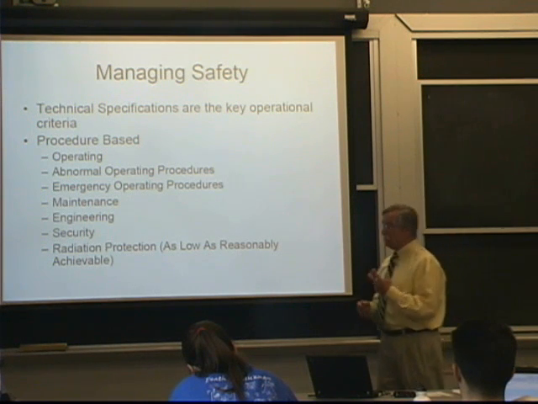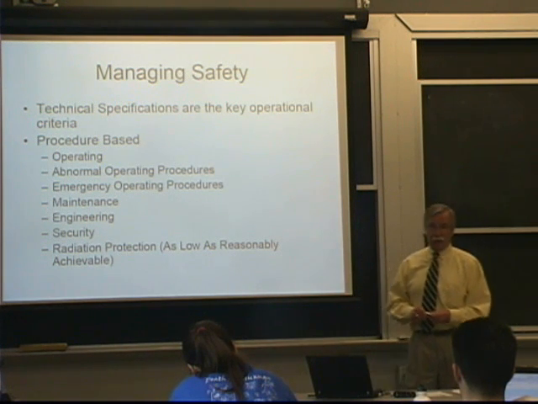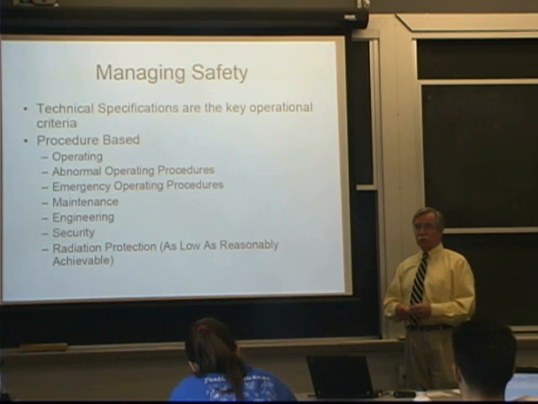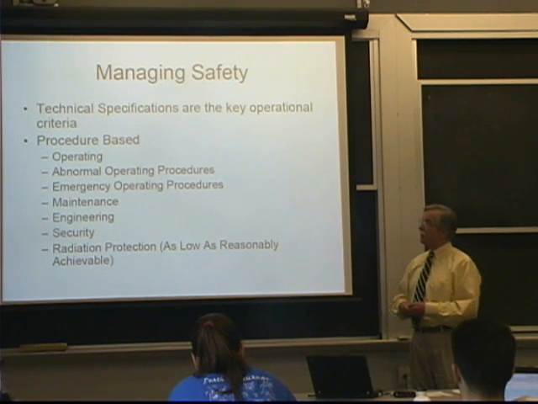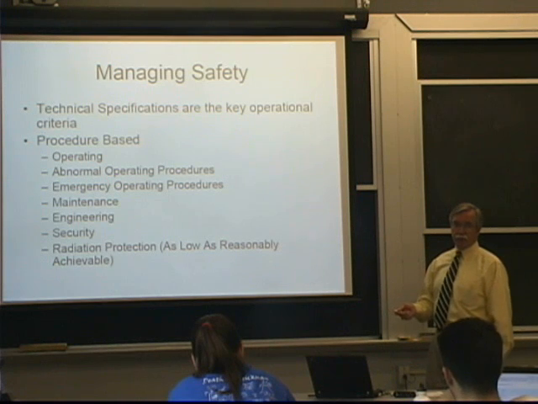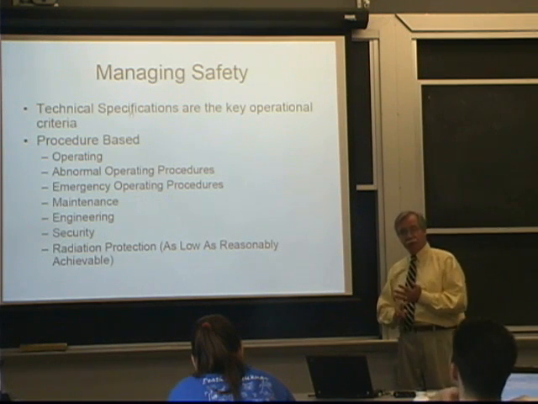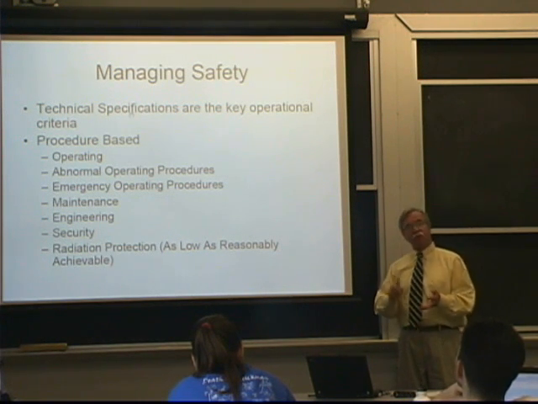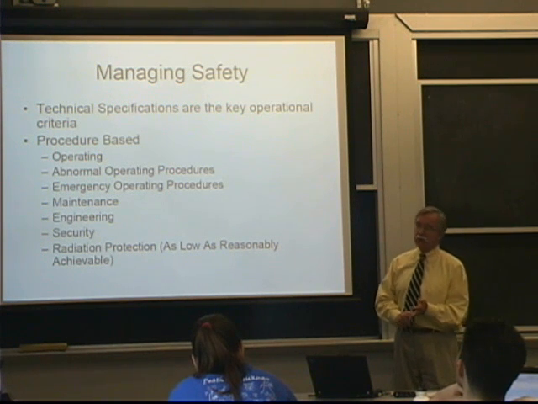And the entire plant operation is procedure-based. There's no cowboys. And they're operating procedures. If the plant is not operating in a normal mode, they have developed abnormal operating procedures, which is if certain pipes break, what would you do if that occurs? Or if a certain pump doesn't work, what would you do if that occurs?